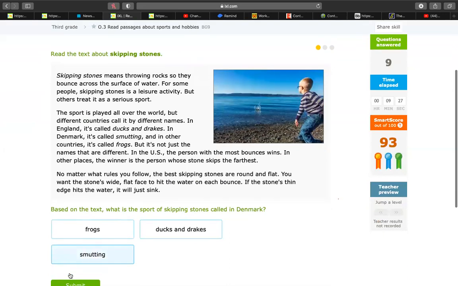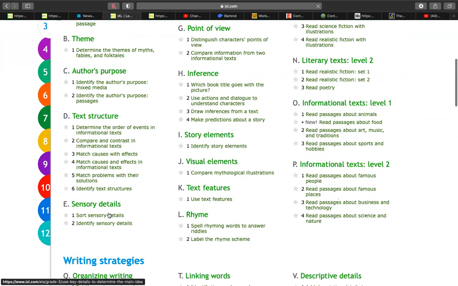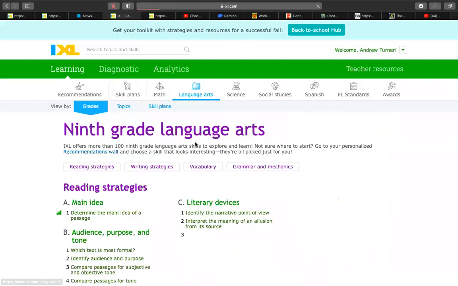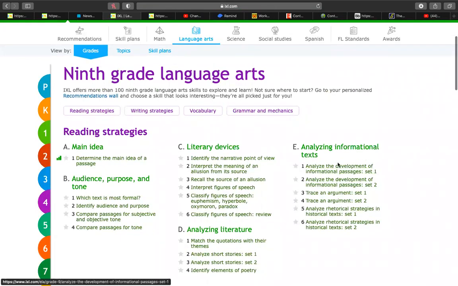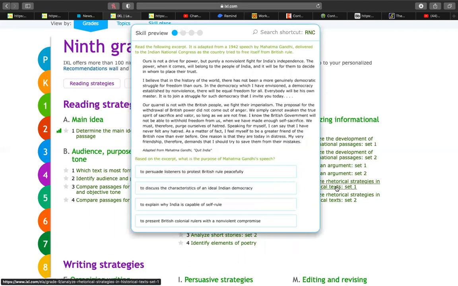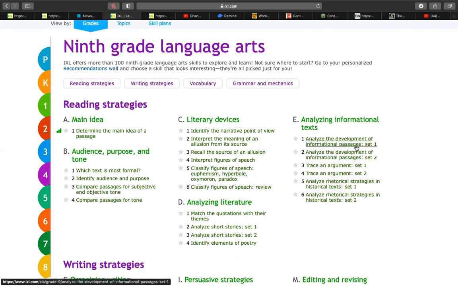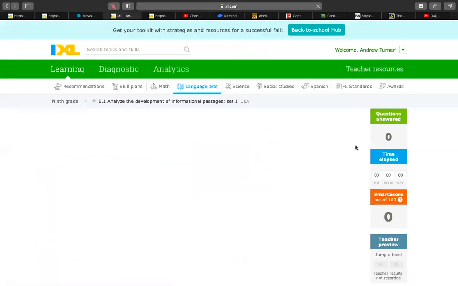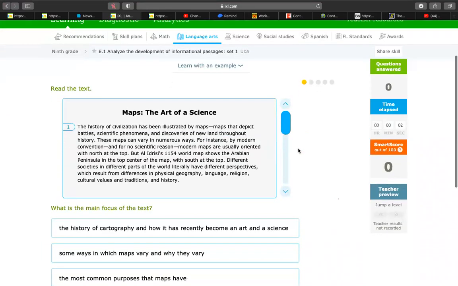Super job. I want to go to a different level real quick and show you, and we can do a couple at this 9th grade level. You'll see analyzing informational text here, okay? That's kind of our sweet spot right here, analyzing. There is going to be a little bit of literature, but the bulk, at least 75% of what you're going to read, is going to be informational text. So let's do one of these real quick.